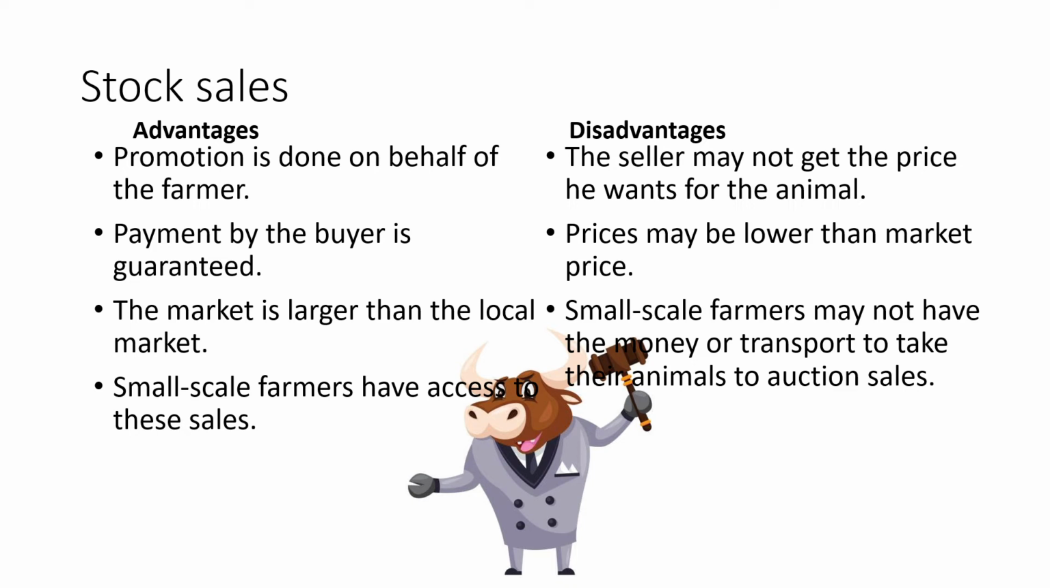And that's number 2 here. The seller also may not get the price he wants for the animal. Yes, we said that, and small-scale farmers may not have the money or the transport to actually get their animals to the auction in the first place. So transport here is important because again, the auctions happen far away from farms generally. Usually in the Maclear area, it actually happens on specific farms. But when you're close to bigger cities, usually it's not close to the auction house.